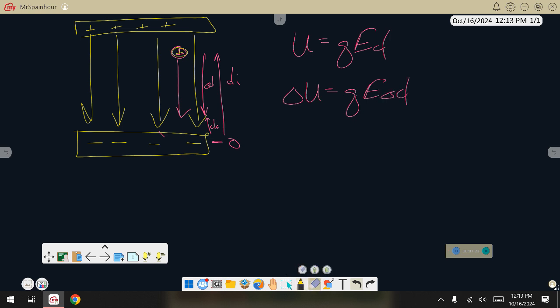Or actually, let's do this differently. Change in anything is final minus initial, which would be QED final minus QED initial, or in other words, QE delta D when I factor out the Q and E. That is the first way that you can define it, okay?